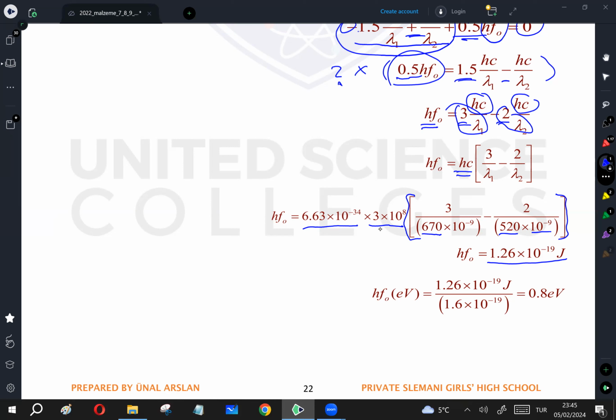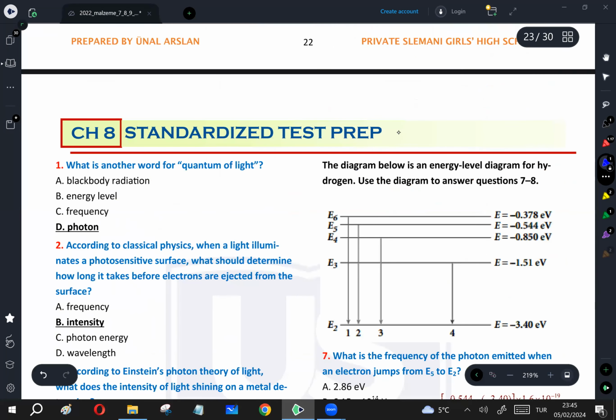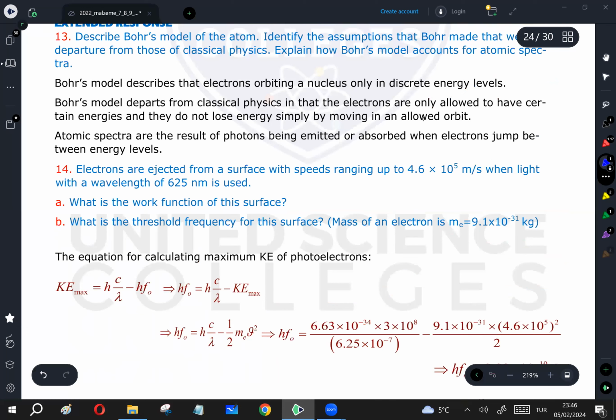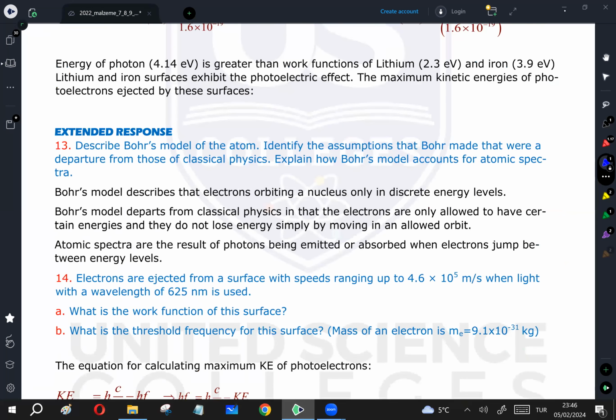If the work function is asked and the choices are given in joule, it's okay. But if given in electron volt, of course, we should convert this joule to electron volt by dividing by 1.6 times 10 to the power negative 19. The result is going to be 0.8 electron volt. So I think these are enough. The rest of the questions are not that hard. These 3 questions are the only questions which generally get asked every year.